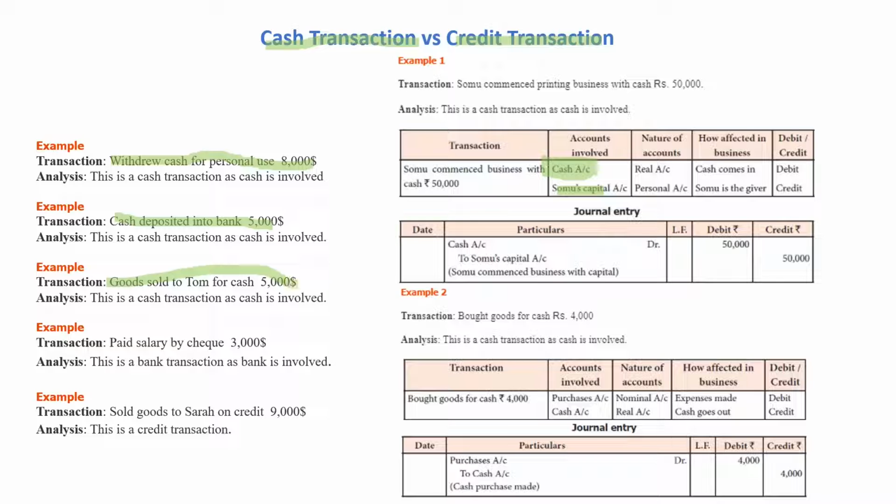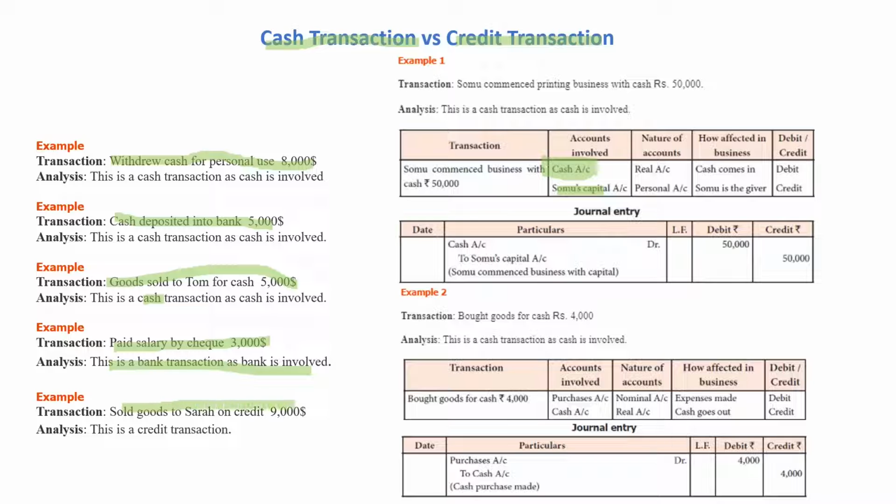Goods sold to Tom for cash, $5,000. You sold something to Tom and he paid you. That's why this is a cash transaction. Paid salary by check, $3,000. You paid some money, but it is by check. You did not pay the cash directly. Then who paid? The bank paid. That is why this is a bank involvement. This is not a cash transaction.